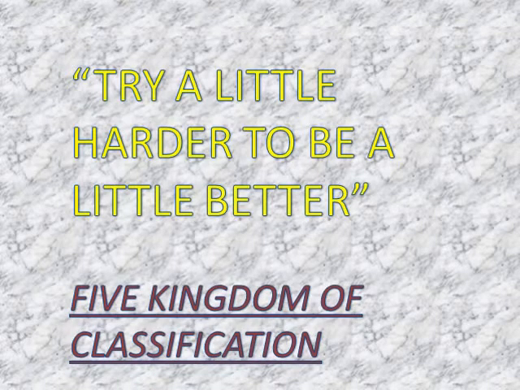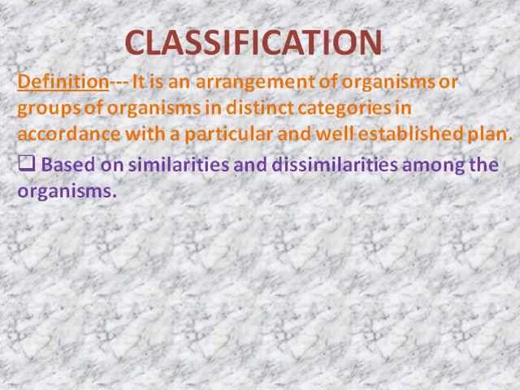Today's topic, 5 Kingdom Classification. Very important topic for all the biology students, especially 11th standard. Now, what is classification? First, it is an arrangement of organisms or group of organisms in distinct categories in accordance with a particular and well-established plan.